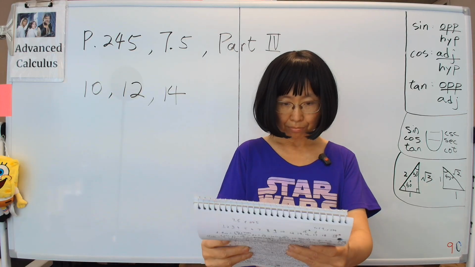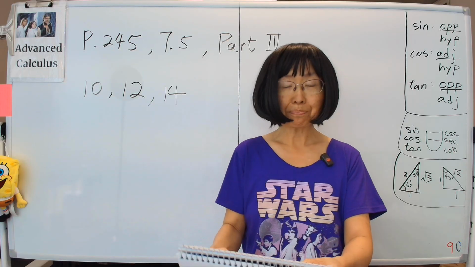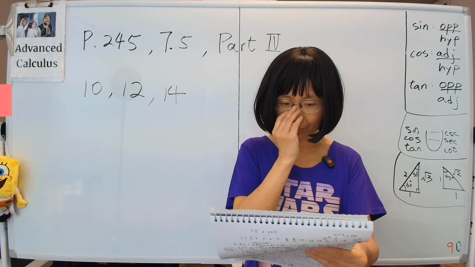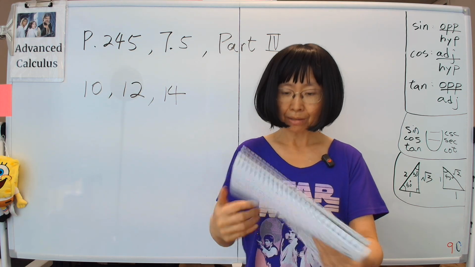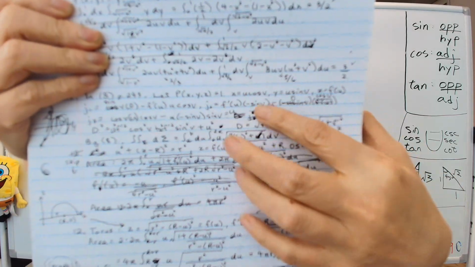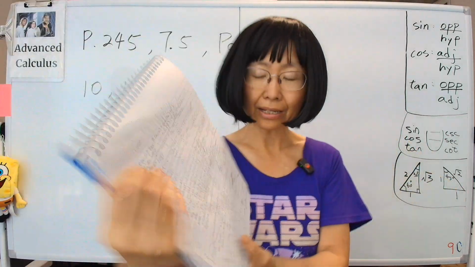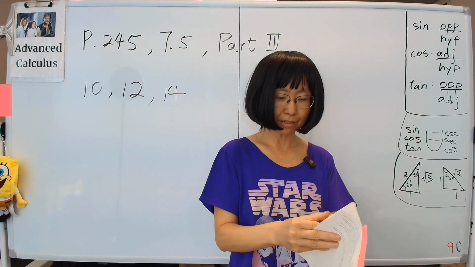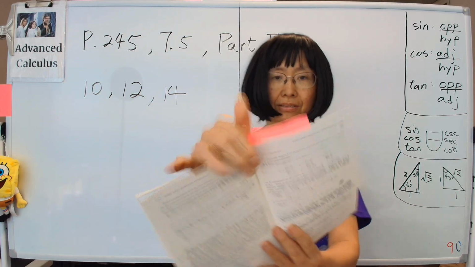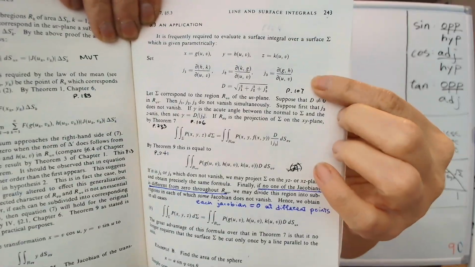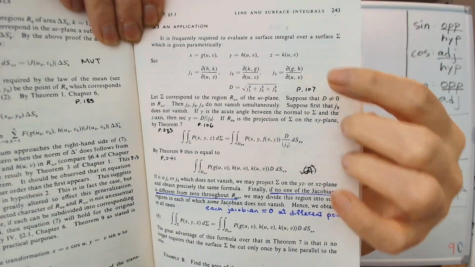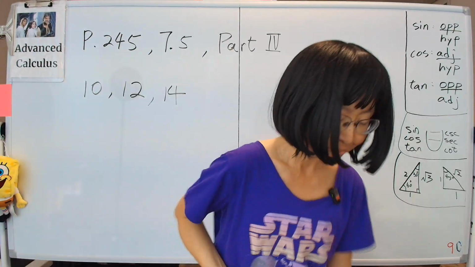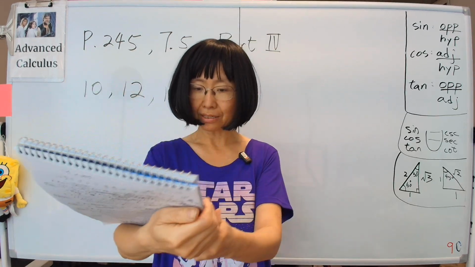For problem 10, we'll let P equal 1 because we're just calculating the area. Then we calculate J1, J2, and J3, because X and Y are given as such. We calculate J1, J2, and J3 as defined on page 243. That is all the stuff here, which is a bit of grunt work. Then we calculate what the square root is, and then something good might come of it.